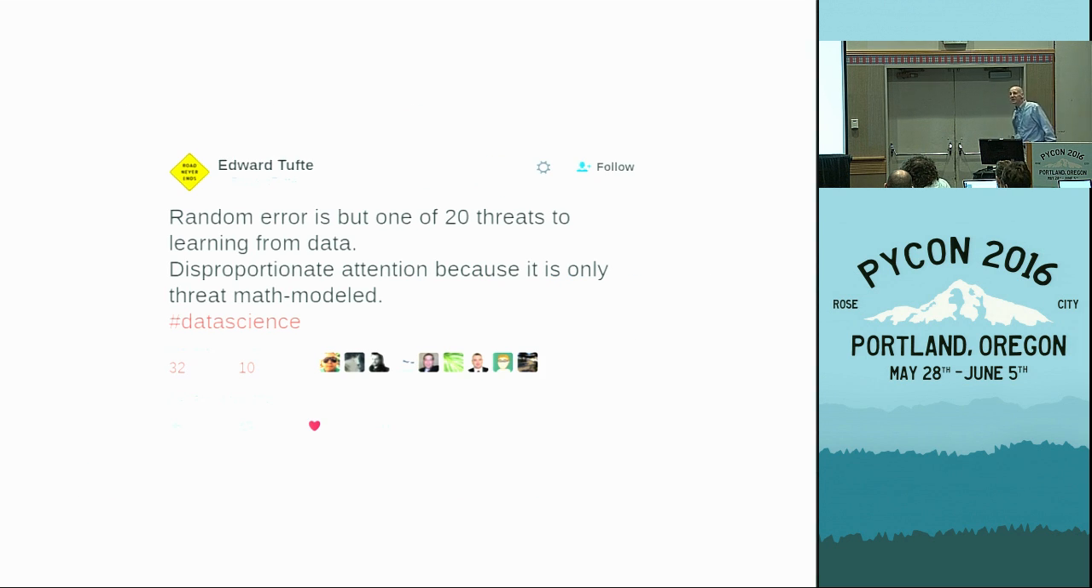Edward Tufte, the guy who did all those visualization books, actually tweeted this exact point not too long ago, and I grabbed his tweet. Random error is but one of 20 threats to learning from data. Disproportionate attention because it is the only threat that is math modeled. He left out a couple of words because of 140 characters.